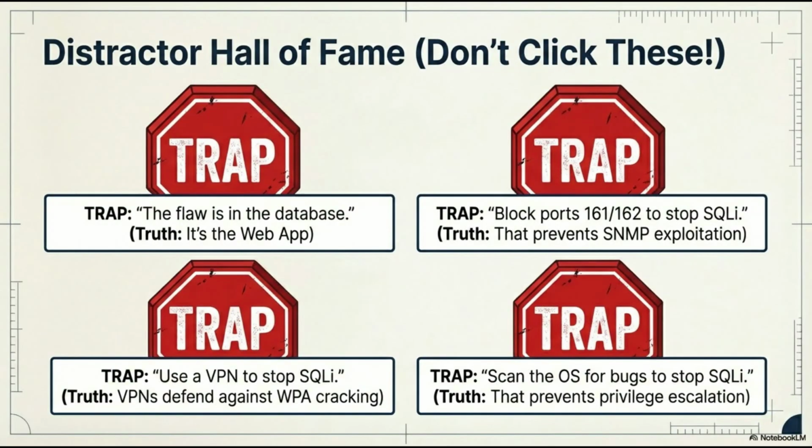Trap 2 suggests you should block ports 161 and 162 to stop SQL injections. Ports 161 and 162 are dedicated to SNMP, the Simple Network Management Protocol. While blocking them prevents SNMP exploitation and network reconnaissance, it does absolutely nothing to prevent Layer 7 web application attacks like SQL injections, which travel over standard web ports like 80 or 443.